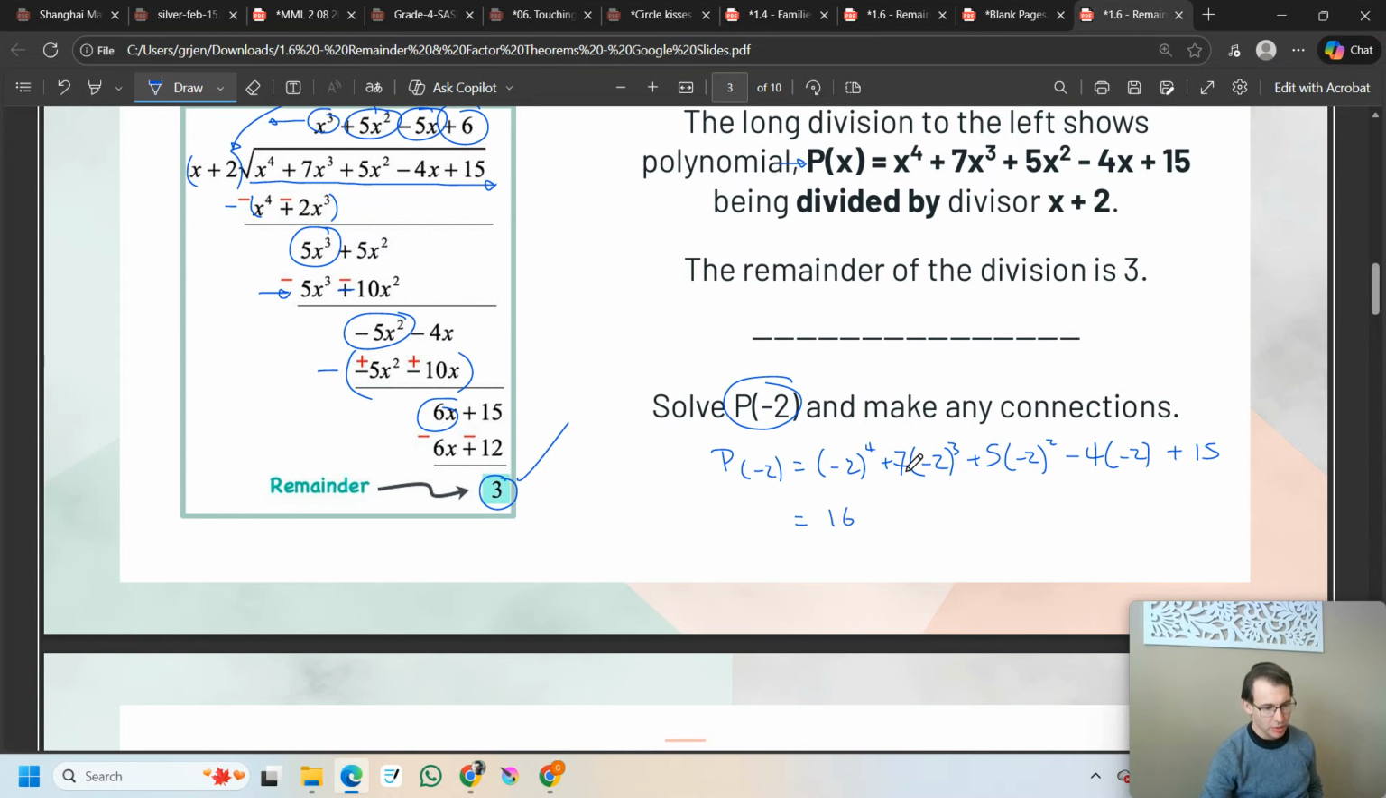16 plus 7 times minus 8, so it's minus 56. 5 times minus 2 squared is positive 20. Okay, minus 4 times minus 2 is positive 8, and 15 is add 15. So let's put this together in some reasonable way. I see that I can make 16 and 15 to make 31. So I've got here 31, 51, 59, minus 56. Oh my goodness, we got the remainder.